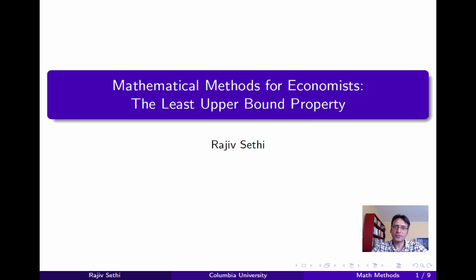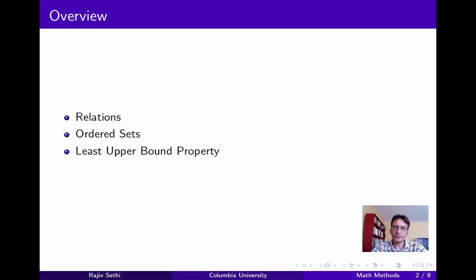In this segment, we'll talk about the least upper bound property of ordered sets. Here's a quick overview. We'll begin by defining relations in ordered sets, then introduce the least upper bound property, and then show that it's linked to what might be called the greatest lower bound property of ordered sets.